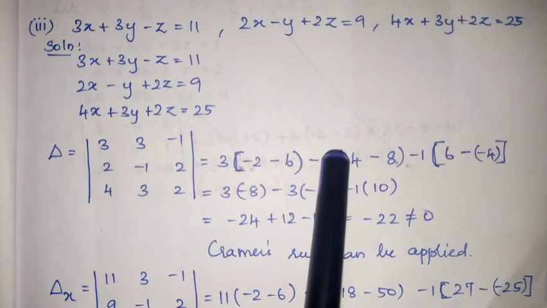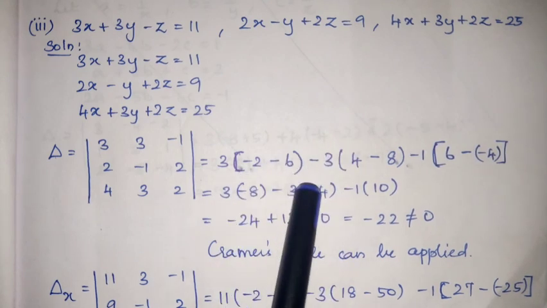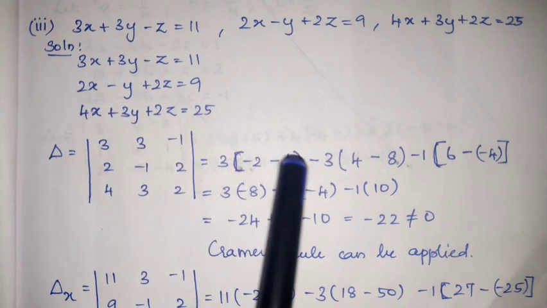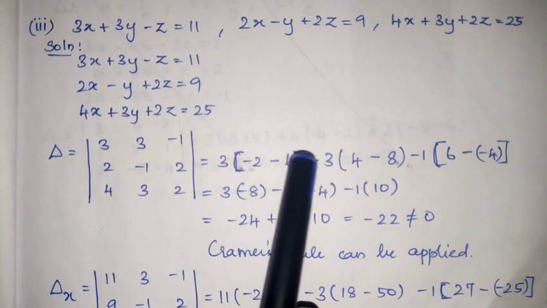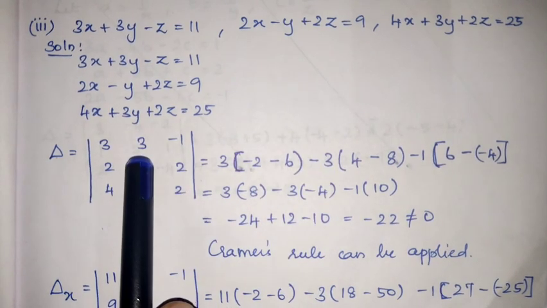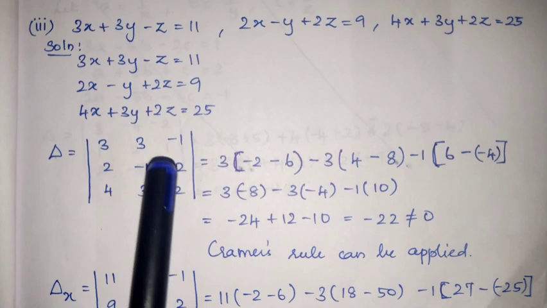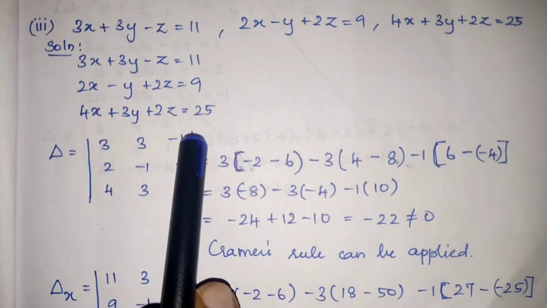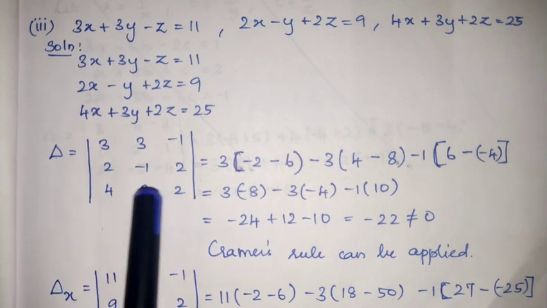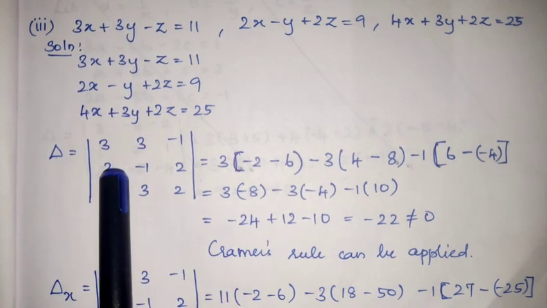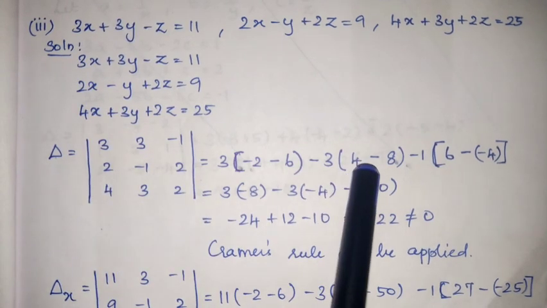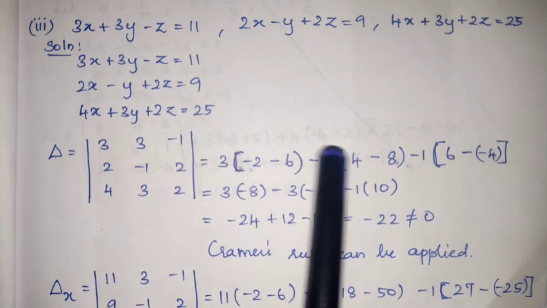Then the second element. How to write the second element is very simple. For the second element, you have to change the sign. If it is plus, you have to put minus; if it is minus, you have to put plus. So the second element is 3, so it is minus 3. The same procedure: this element's row and column are left out, so the remaining are 2, 4, 2 and 2. So 2 into 2 is 4 minus 4 into 2 is 8.